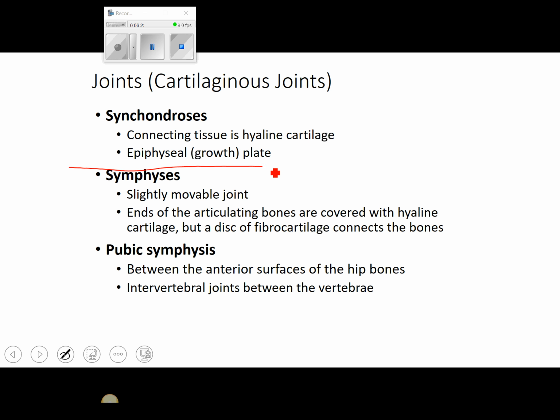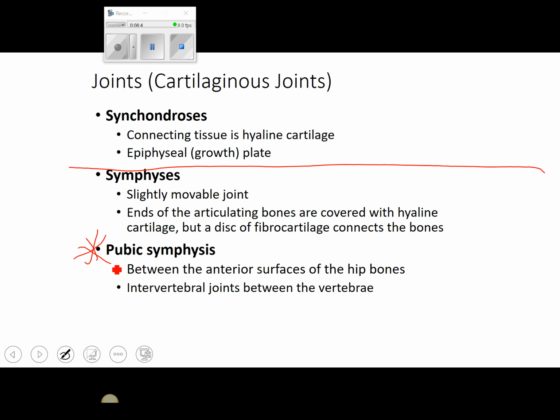Next, you have your symphysis. These are slightly movable joints. The ends of the articulating bones are covered with hyaline cartilage, but a disc of fibrocartilage connects the bones. So our example that we're going to talk about, of course, is the pubic symphysis. That's the example for the symphysis.